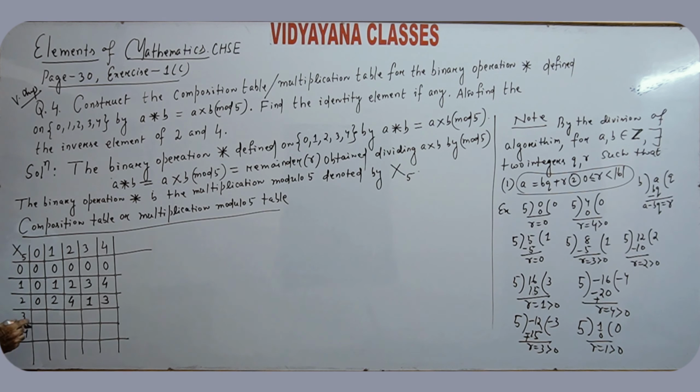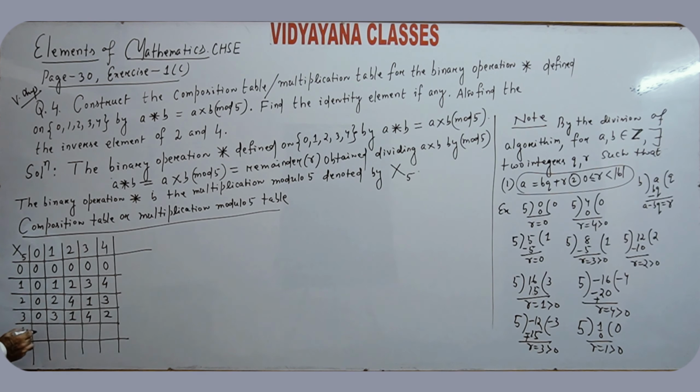3 into 0, that is 0. 5 divides 0 gives 0. 3 into 1, that is equal to 3. 5 divides 3 gives 3. 3 into 2, that is equal to 6. 5 divides 6 gives the remainder 1. 3 into 3, that is equal to 9. 5 divides 9 gives the remainder 4. 3 into 4, that is equal to 12. 5 divides 12 gives the remainder 2.